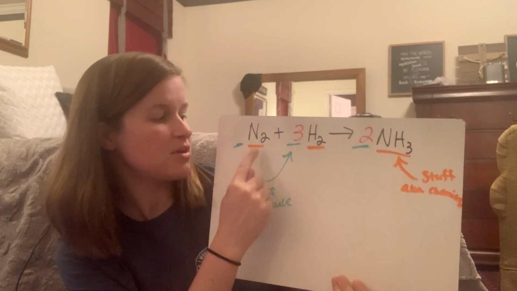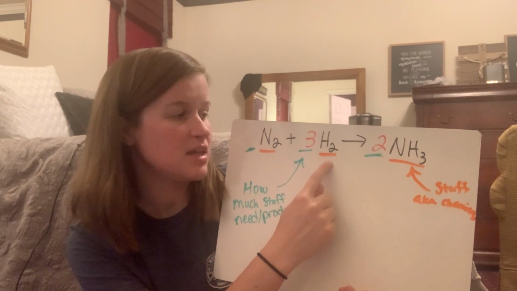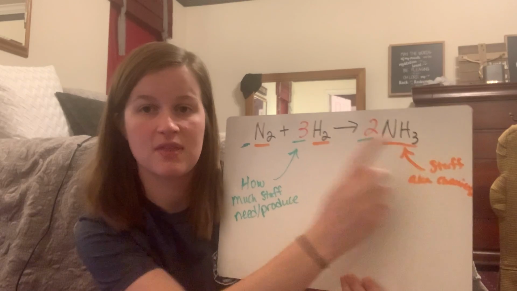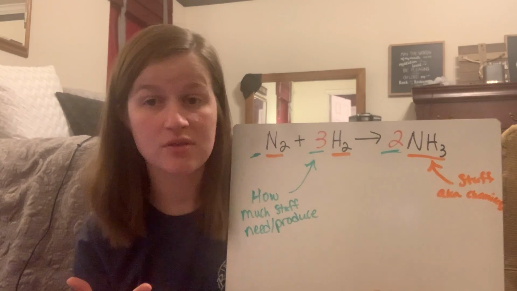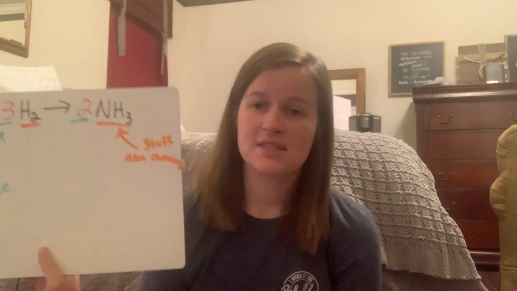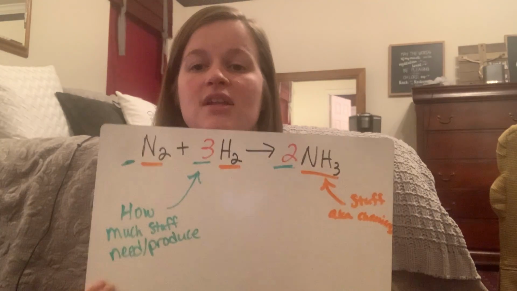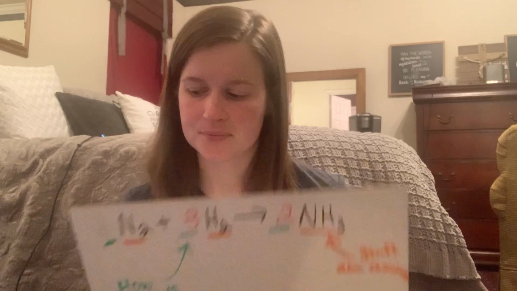If I change one of these amounts, I have to change all of them, or else it won't turn out right. Same concept here. I need this amount of this and this amount of this to make this amount of this. If I change one of these, I have to change them all, or else I'm going to have some left over, or I'm not going to be able to make what I want to make. So that's all this is saying. That's all any of the chemical reactions are saying. It's just telling you how much you need.